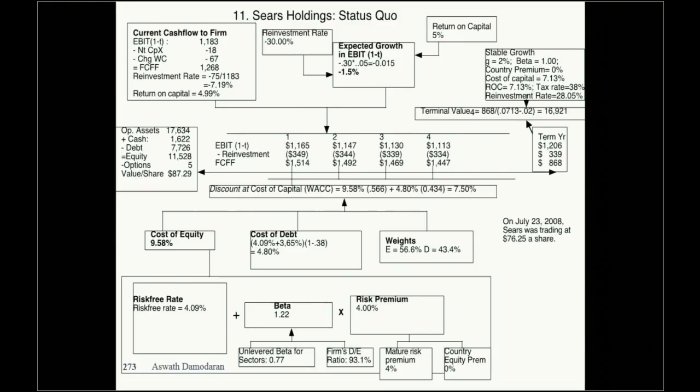So the key is it looks very much like a conventional valuation, but you have a negative reinvestment rate and a low return on capital giving me a negative growth rate. At the end of year 5, I make them a mature company. Discounting these cash flows, I used a more conventional cost of capital.